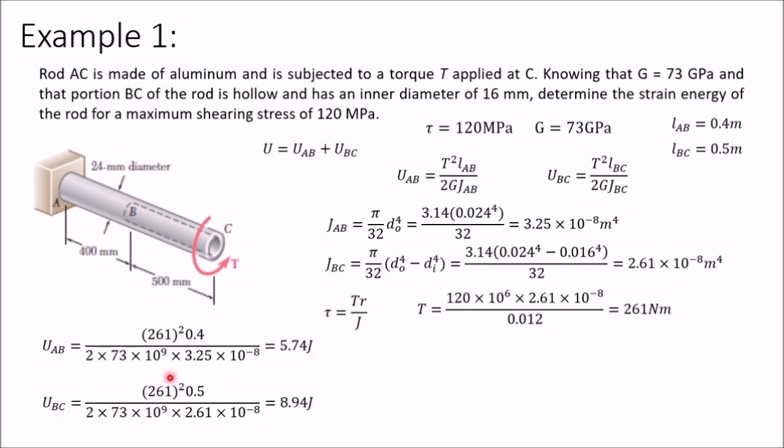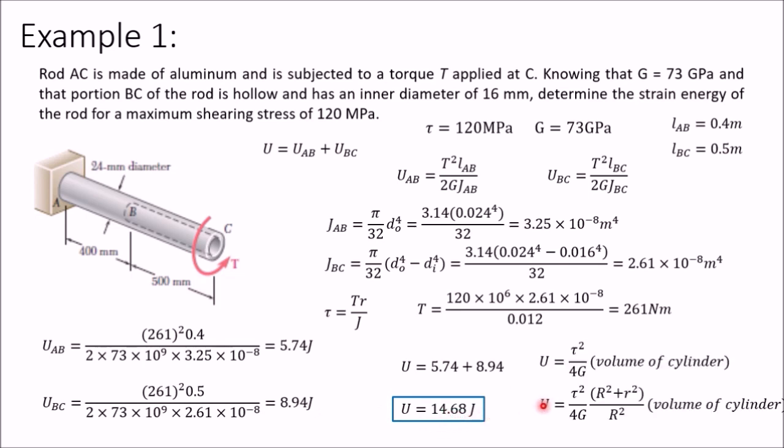Similarly, UBC, you will get with the same torque, 261. Now this length is 0.5 meters, with the same G value of 73, and this J is 2.61. Put this value 2.61, you will get 8.94 joules. Once you get these two values, you can add these two. So 5.74 plus 8.94, you are getting U equal to 14.68 joule.